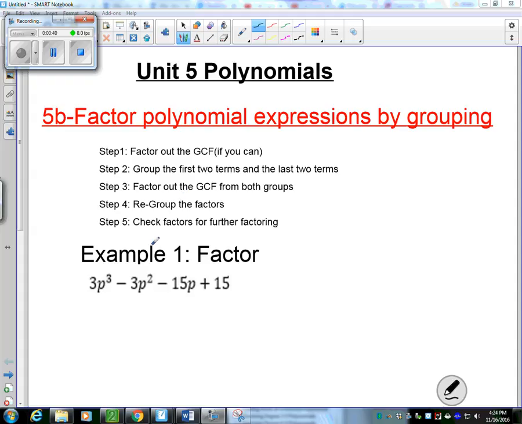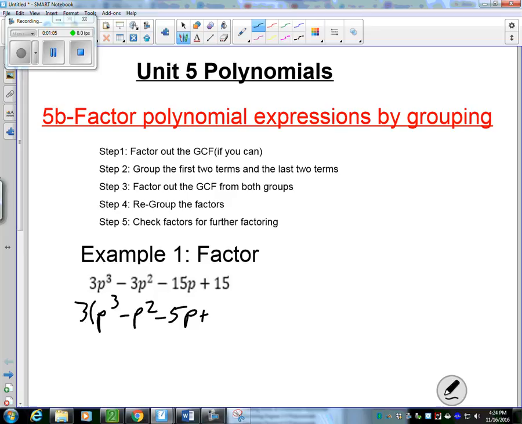So let's get started. Example 1. Factor out a GCF, greatest common factor. Yes, there is one actually. The greatest common factor is 3. So let's factor that out. So we have 3 times p to the third minus p squared minus 5p plus 5.